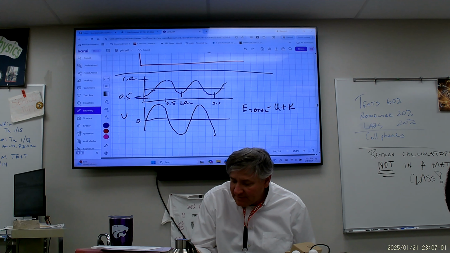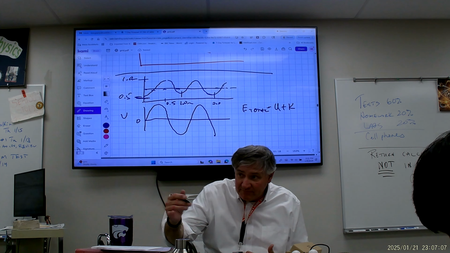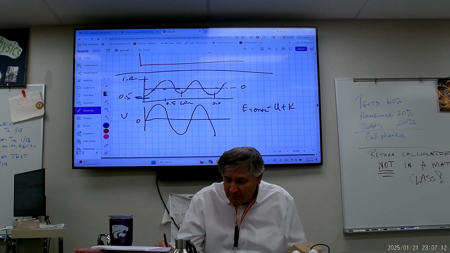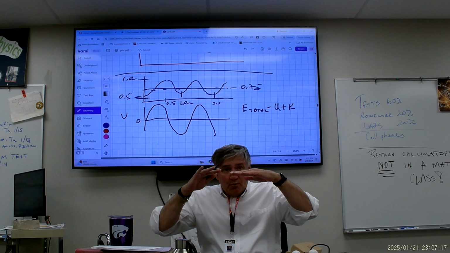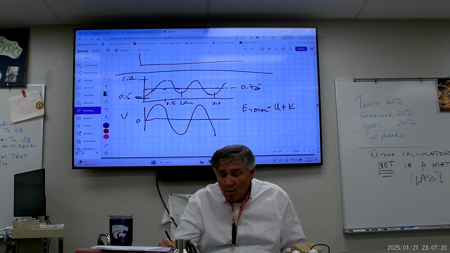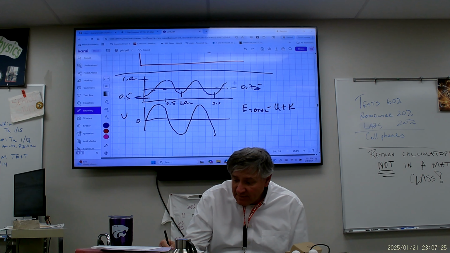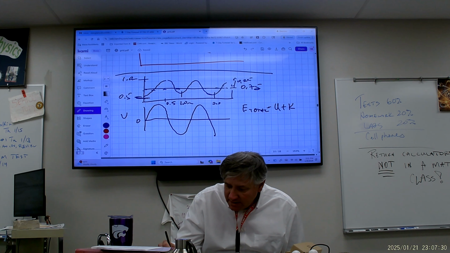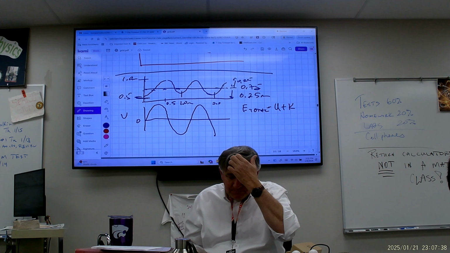So what that means is that that equilibrium point, okay, is going to be halfway in between 0.5 and 1. What's halfway between 0.5 and 1? 0.75. Okay. So if the equilibrium point is halfway in between, what's the value of the amplitude? 0.25, right? So that means that it goes 0.25 meters above the equilibrium point, and it goes 0.25 meters below the equilibrium point. So now I know my amplitude, okay?